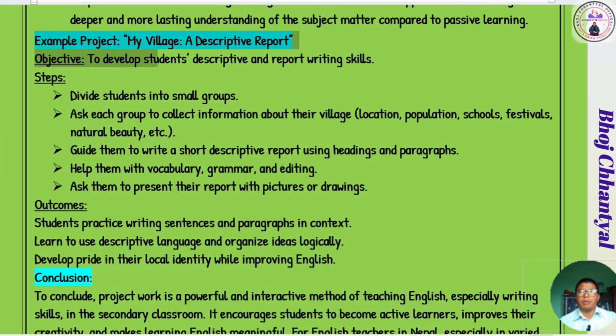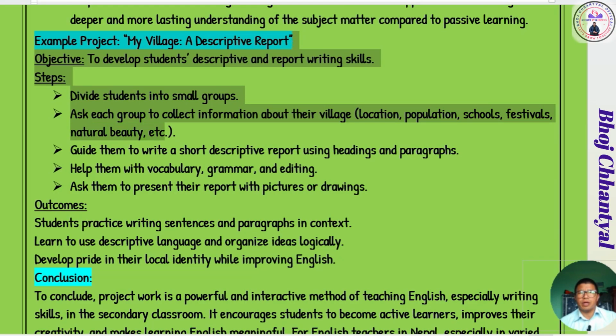Objective: to develop students' descriptive and report writing skills. Steps: divide students into small groups. Ask each group to collect information about their village: location, population, schools, festivals, natural beauty, etc. Ask them to write a short descriptive report using headings and paragraphs. Help them with vocabulary, grammar, and editing. Ask them to present their report with pictures or drawings.